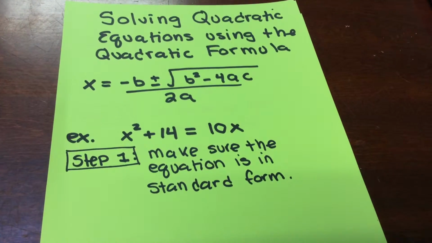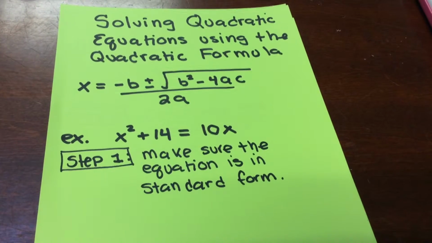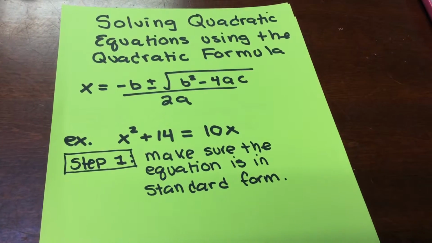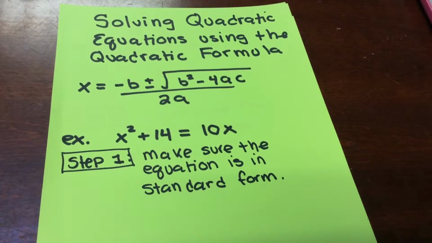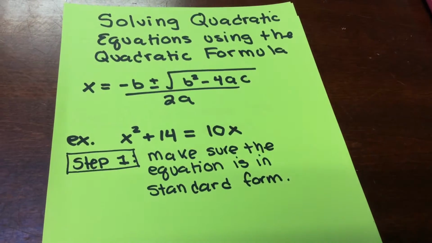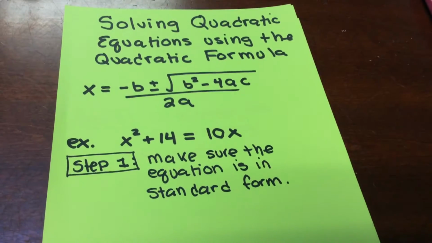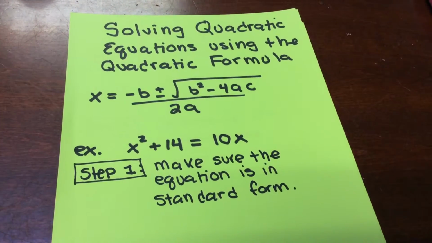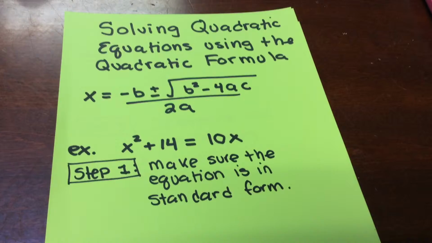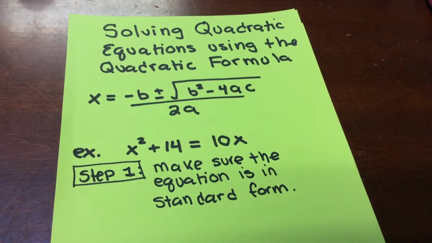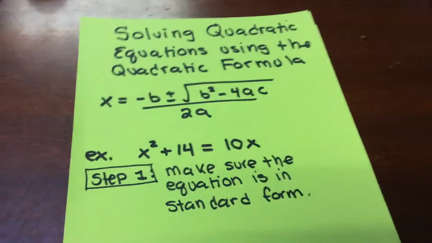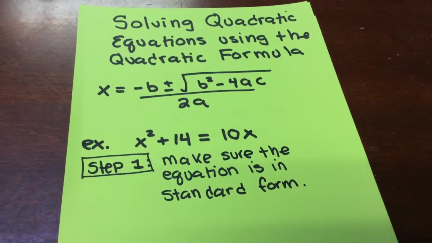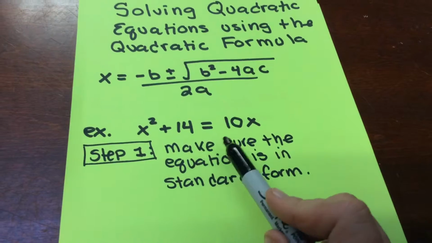Hey, this is Mrs. Harris, and today we're going to be solving quadratic equations using the quadratic formula. We've seen this before in section 5.2 when we were finding the roots or the x values for parabolas. So now in section 5.6 we're going to revisit it again. So the quadratic formula says x equals minus b plus or minus the square root of b squared minus 4ac all over 2a. So let's go ahead and look at our first example.